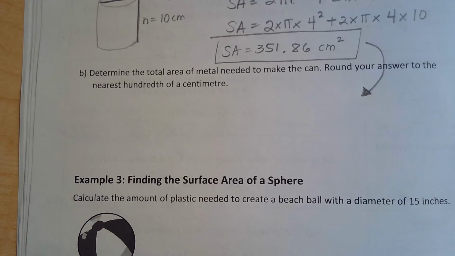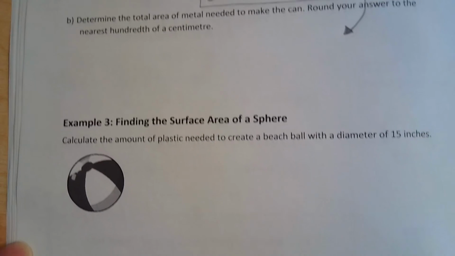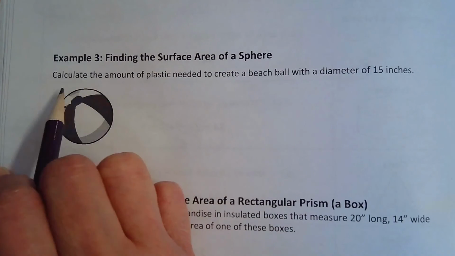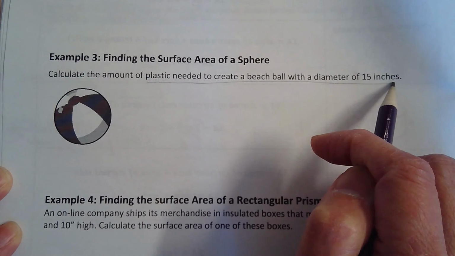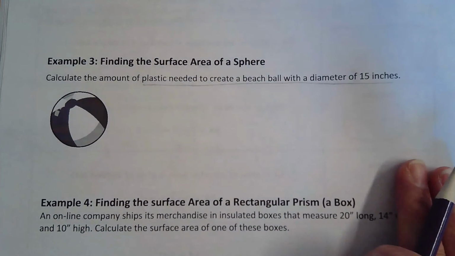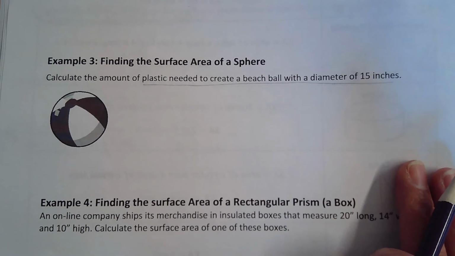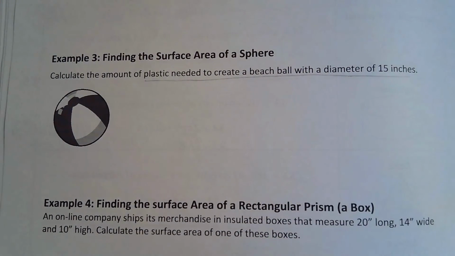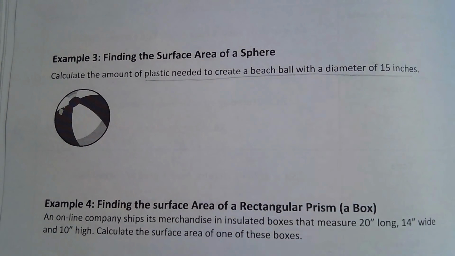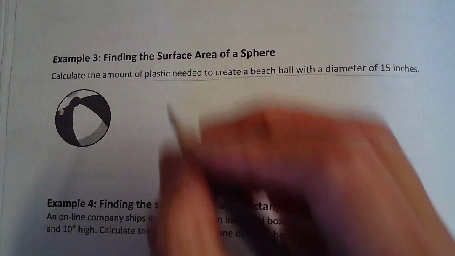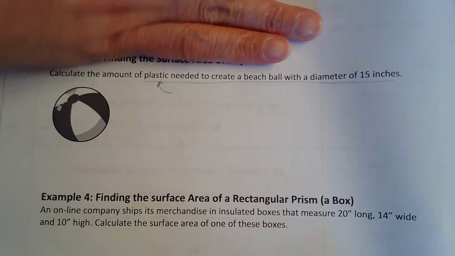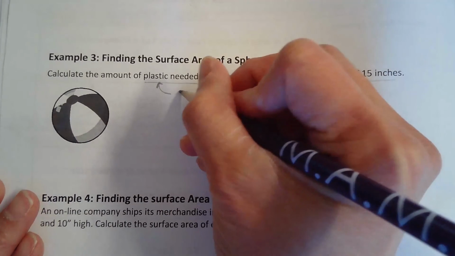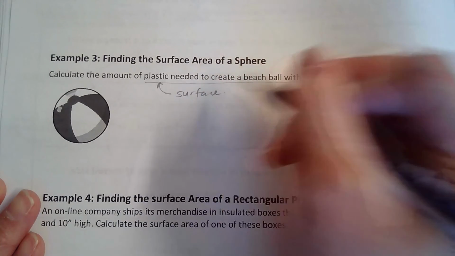Okay, now let's take a look at example number 3. Calculate the amount of plastic needed to create a beach ball with a diameter of 15 inches. Beach ball, amount of plastic. The amount of plastic to make a beach ball is on the outside, right? I know it doesn't say surface area in the question, but the amount of plastic is on the outside, on the surface.